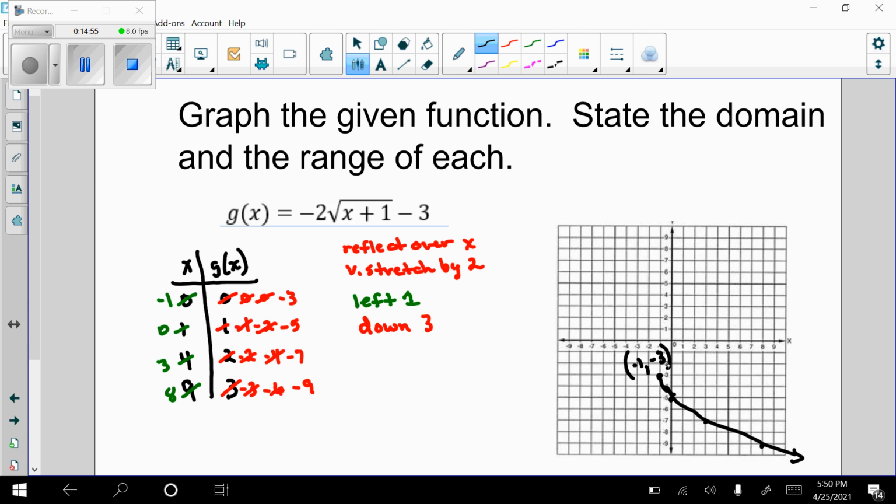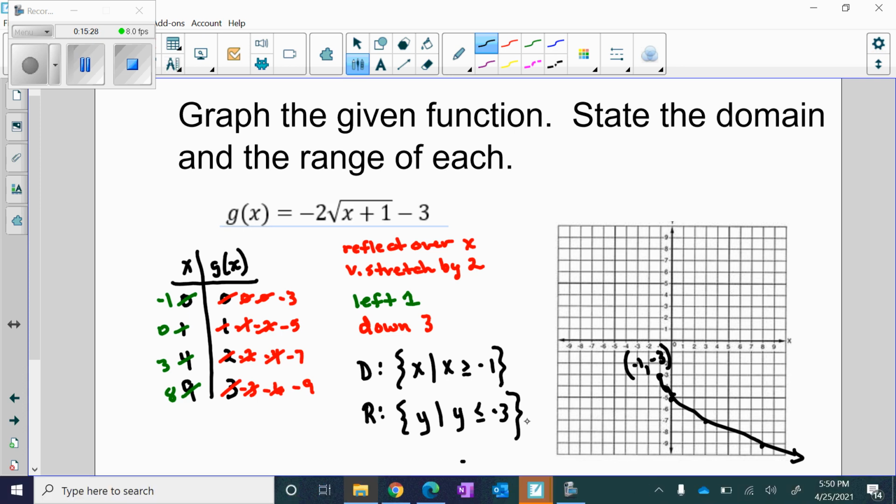My domain is that x value, so all values of x such that x is greater than or equal to -1, because that's where the graph starts. And then my highest y value is -3. There's nothing above that. So my range is all values of y such that y is less than or equal to -3.